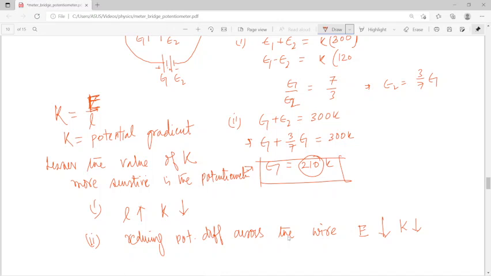So that is one type of problem, and the potentiometer problem is too big to write. I am trying to write it right there. Say we will solve one problem, let's see.